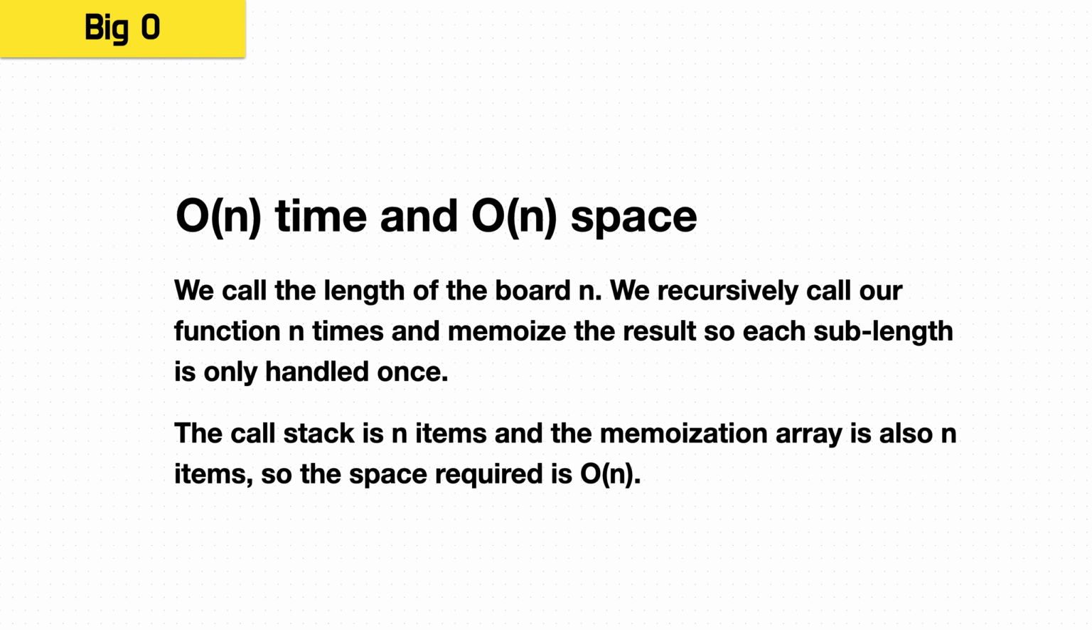The big O complexity is linear time and linear space. We touch each spot once, or each board length once, from the base case up to the board length, and we memoize the values so we don't spawn additional recursive cases. So we handle each sublength only once and combine the solutions to get the global solution. We use recursion, which requires n items, or O of n space, and we also use O of n space for the memoization array.